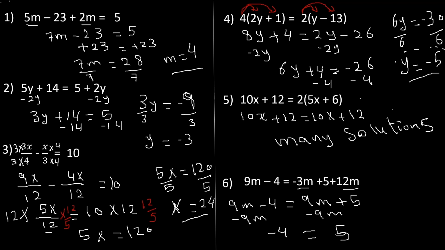So there is no solution, because negative 4 does not equal 5. So we have the kinds of solutions: maybe one solution, two solutions, many solutions, or no solution. So one solution, like all the examples, like here; then many solutions; and the last, no solution. Remember this case as well.